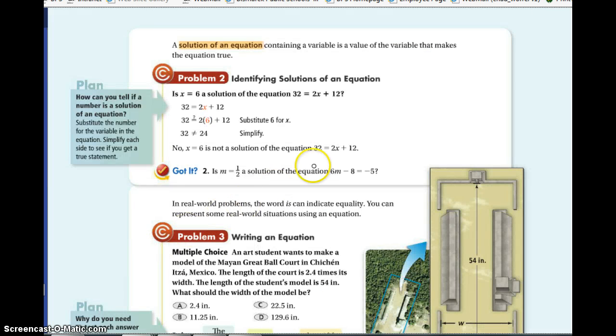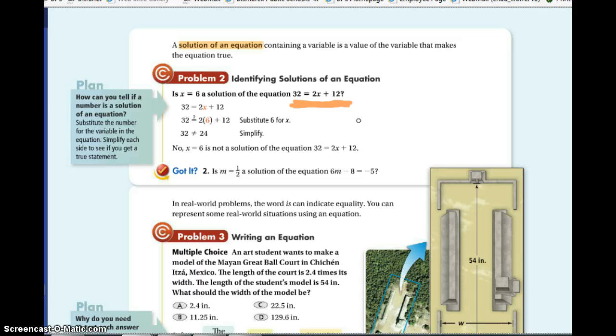Now, solutions of equations. We're going to talk about just some generic solutions. A solution of an equation containing a variable is a value of the variable that makes the equation true. So we are trying to look for a value that specifically makes this true. They're asking you, is x equal to 6 a solution? So if x was 6, does it make this true? That's what this problem is saying.